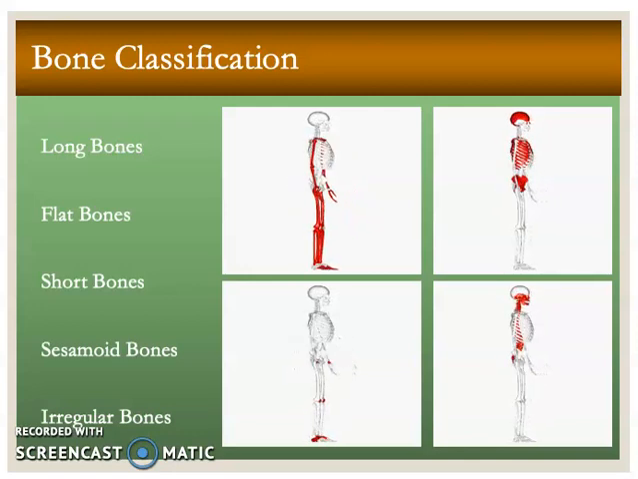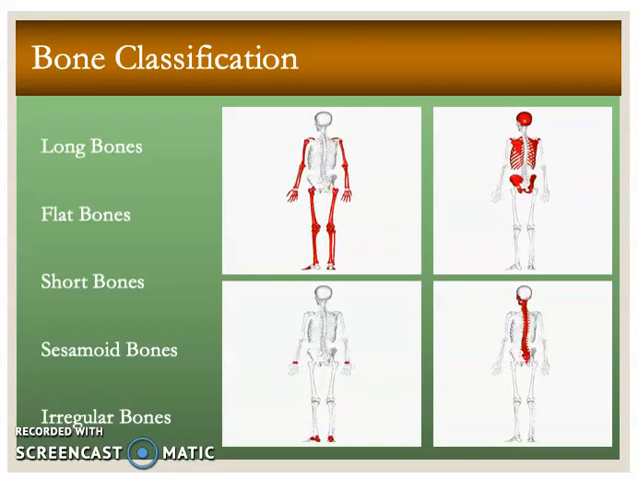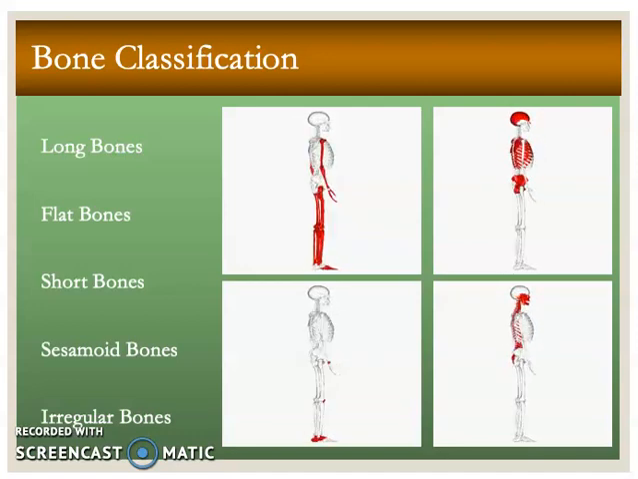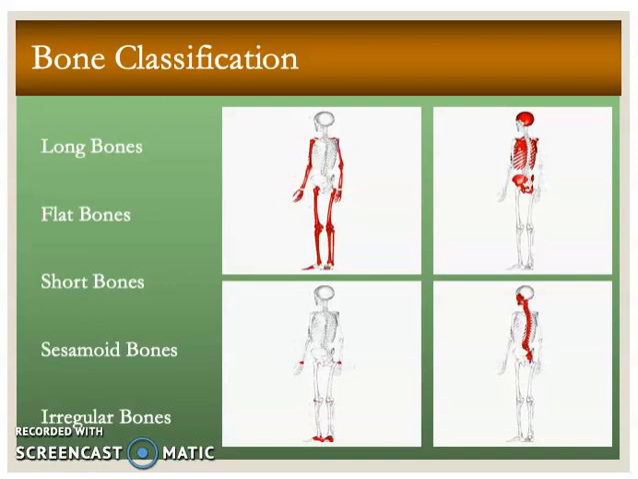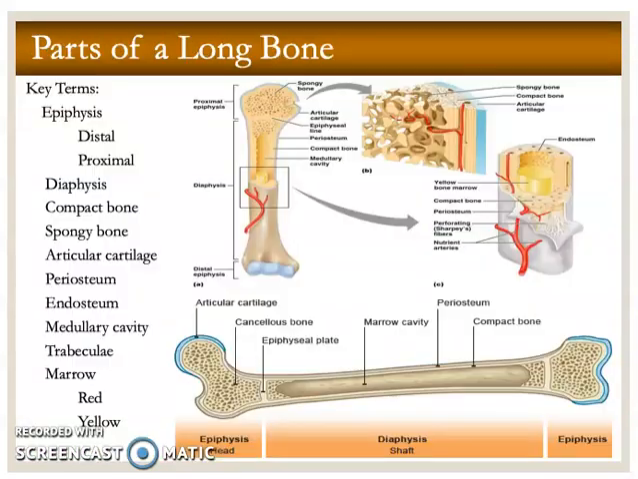Far lower right is the irregular bone. So the bones of the vertebral column and the maxilla, the facial bones, are the irregularly shaped bones. Okay, when you talk about long bones, you're going to talk about all kinds of cool structures. A long bone has a combination of both cancellous, or spongy bone, and compact, or dense bone.